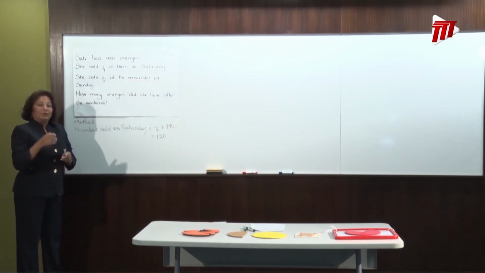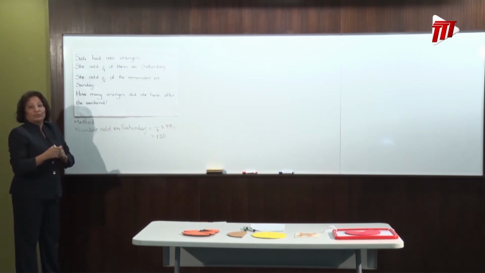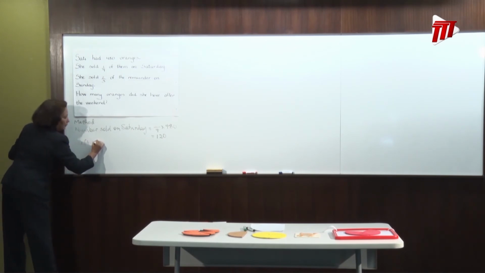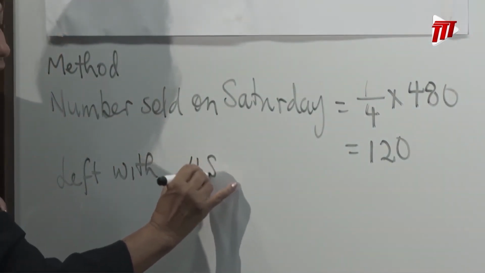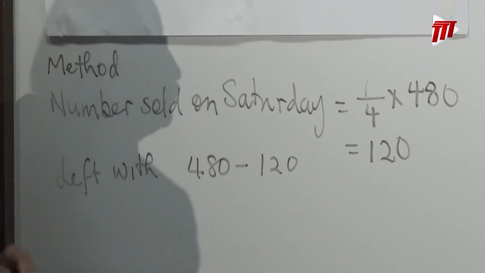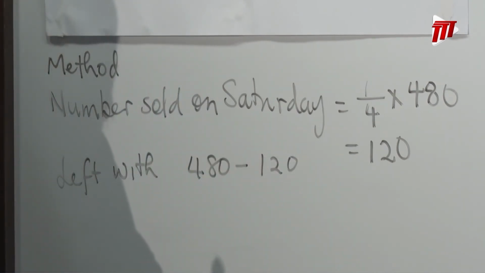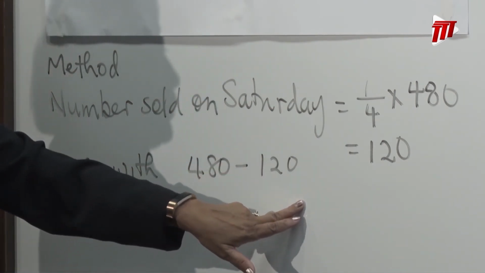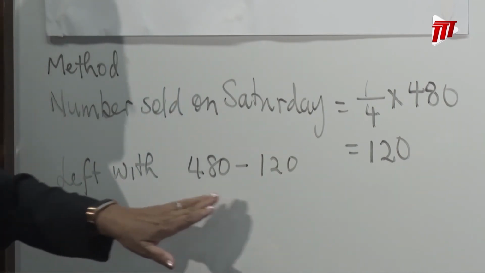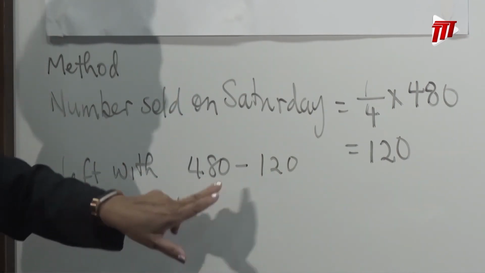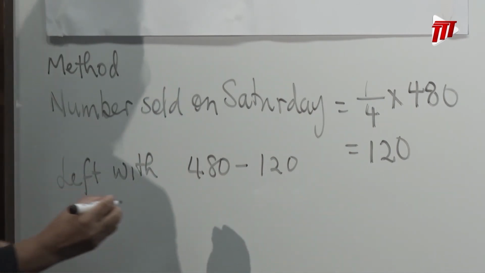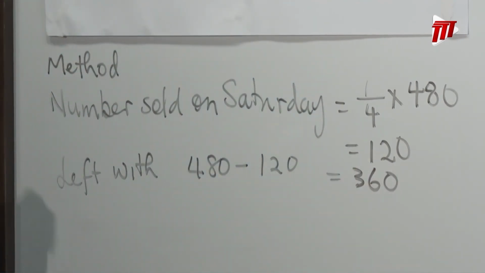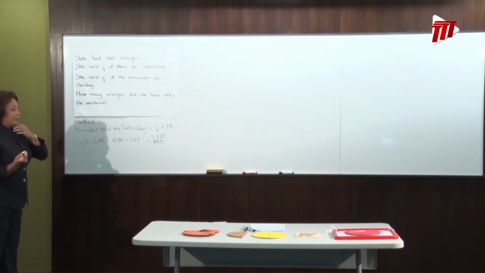So we have to bring in what remained after she sold on Saturday. So she was left with 480 minus the 120 that she sold. Again, we could use some mental maths. 48 minus 12 is equal to 36. So we could extend it. If we have 48 tens and 12 tens, we will get 36 tens, 360. So she was left with 360 to proceed to sell on Sunday.